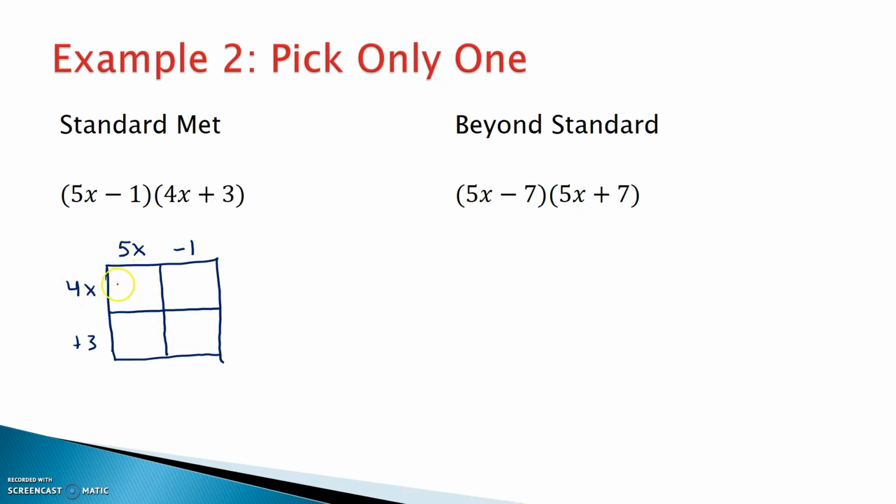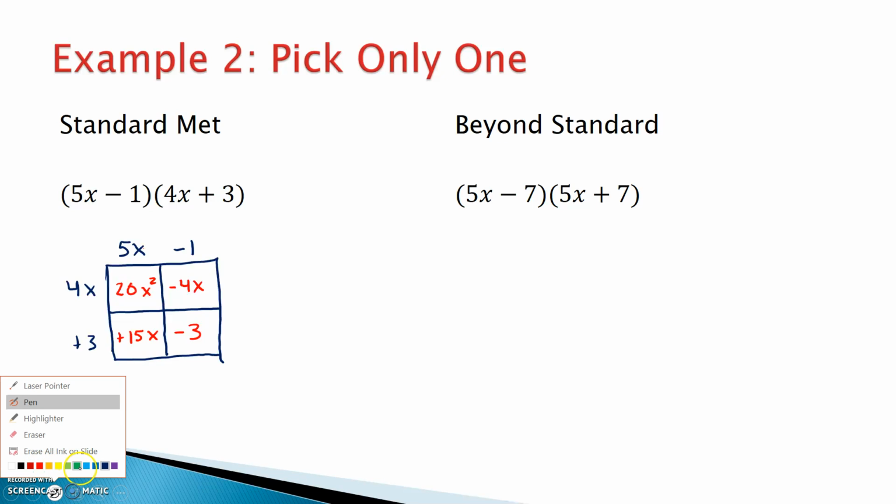5 times 4 is 20. Now x times another x is x to the second power. That's going to become important in a second. Well, what's negative 1 times 4x? That's going to be negative 4x. What is 5x times positive 3? That is positive 15x. And then lastly, what's negative 1 times 3? That is negative 3. All right, let's combine our like terms, put this all in standard form all at once.